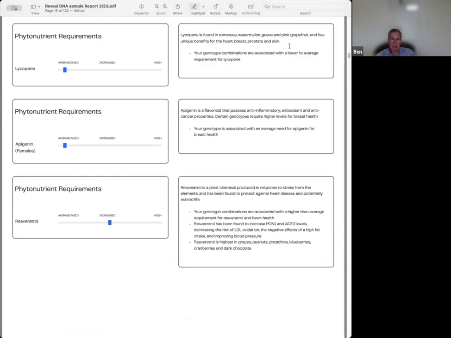Here are some foods rich in lycopene. Here are the unique benefits for heart, breast, prostate, and skin health. And this person does not have a need. Apigenin, it's a flavonoid from plants that possesses anti-inflammatory, antioxidant, anti-cancer properties. Certain genotypes, of course, require higher levels for breast health. And the genotype is associated with an average need for apigenin for breast health.